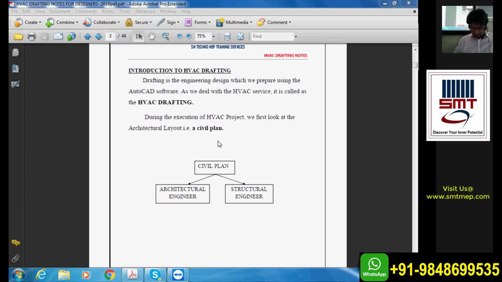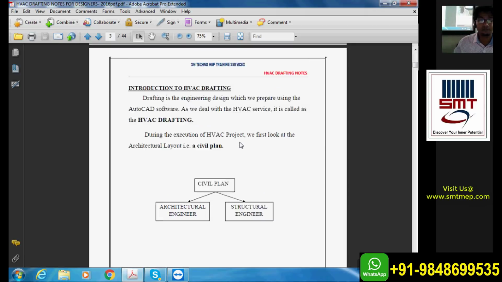Let us start with the basics of HVAC drafting today. And we all have the notes for the drafting behind the data book. All right. It says Introduction to HVAC Module 4.